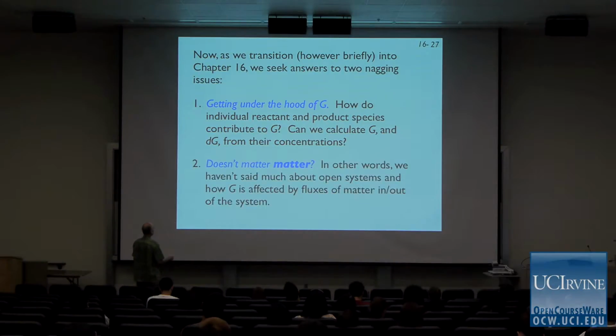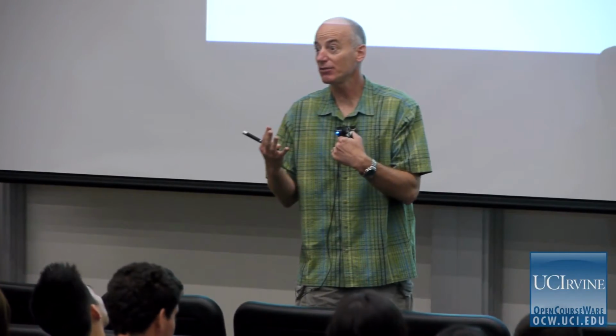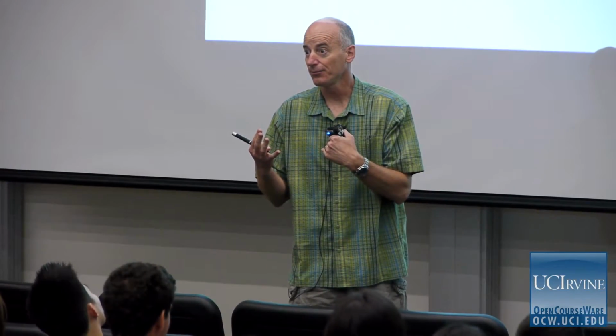And the second thing is, doesn't matter matter? In other words, we haven't said much about open systems. In an open system, not only energy can be exchanged, but matter can be exchanged. All right, so when there are matter fluxes in and out of the system, how does that affect the Gibbs function? We haven't said anything about that.